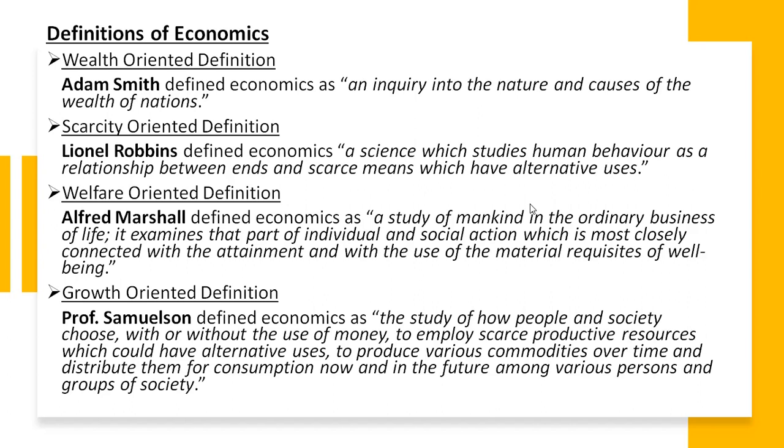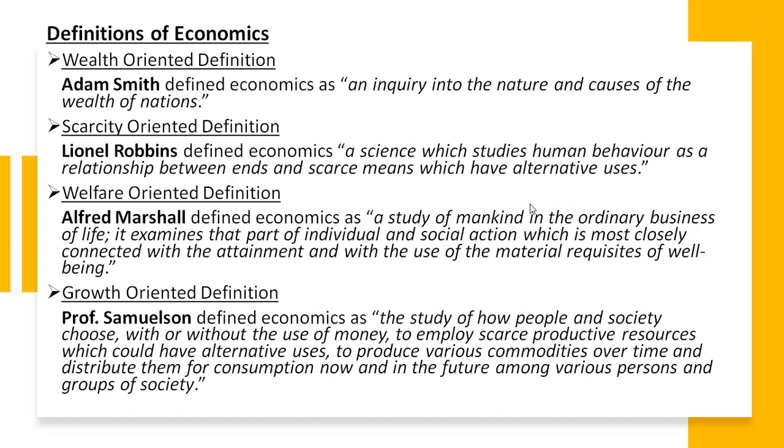But let us discuss the four main definitions that were given by the famous economists of our time. Now let us see that these definitions are categorized as four types. One is called the wealth oriented definition, the other is called the scarcity oriented definition, the third is called the welfare oriented definition, and the growth oriented definition given by Professor Samuelson.